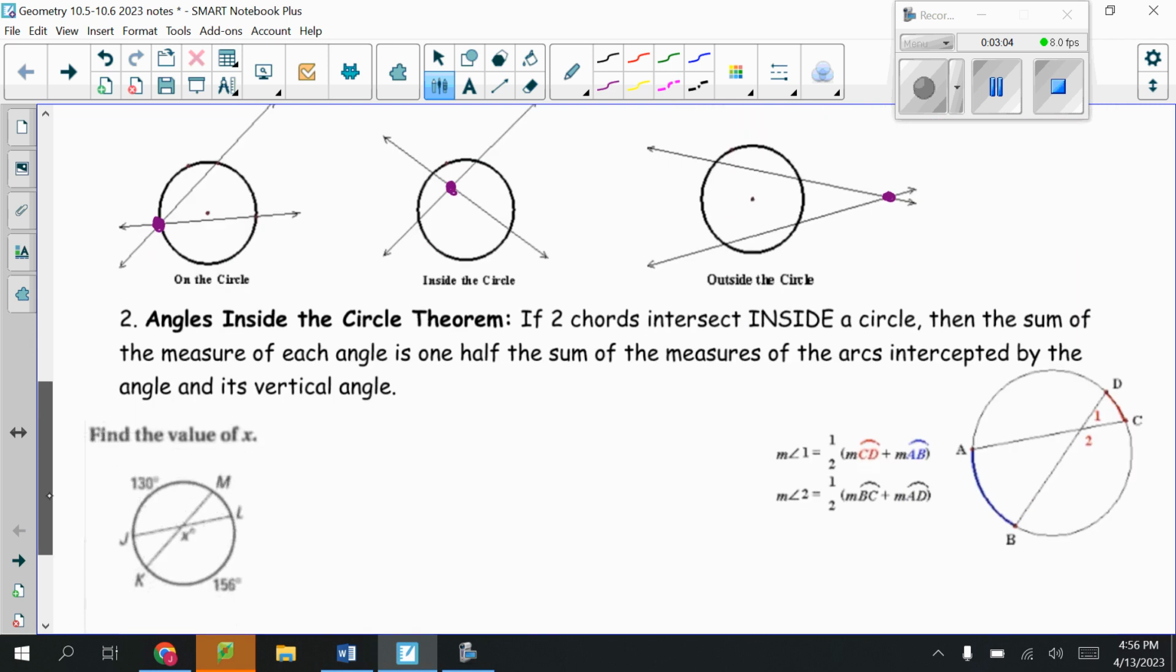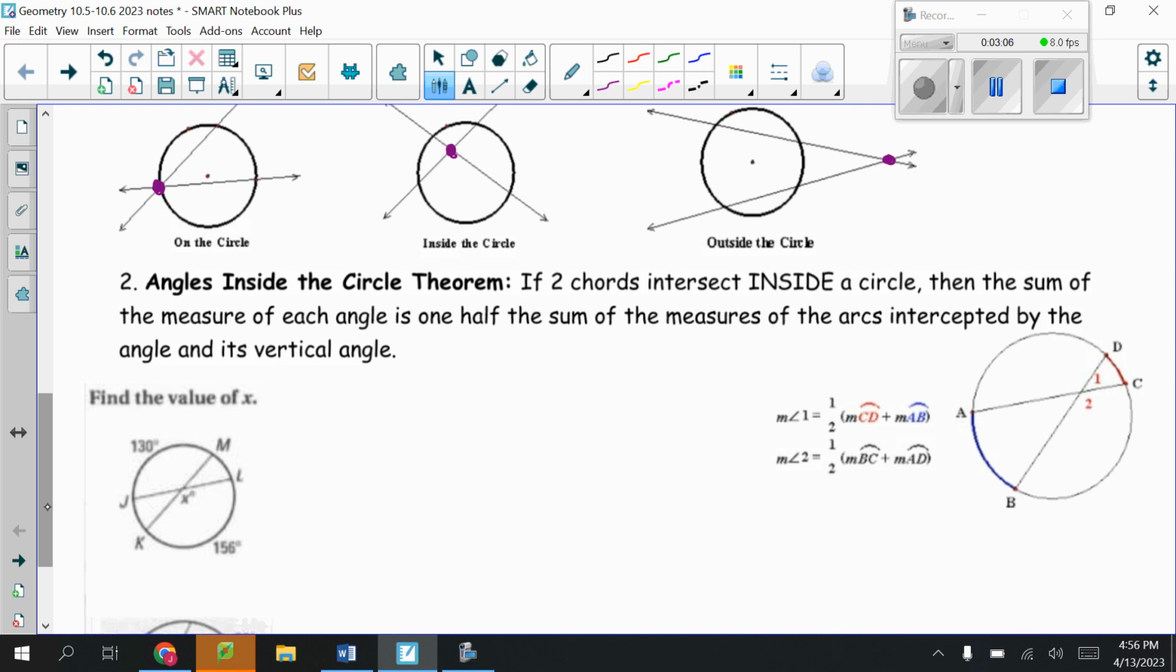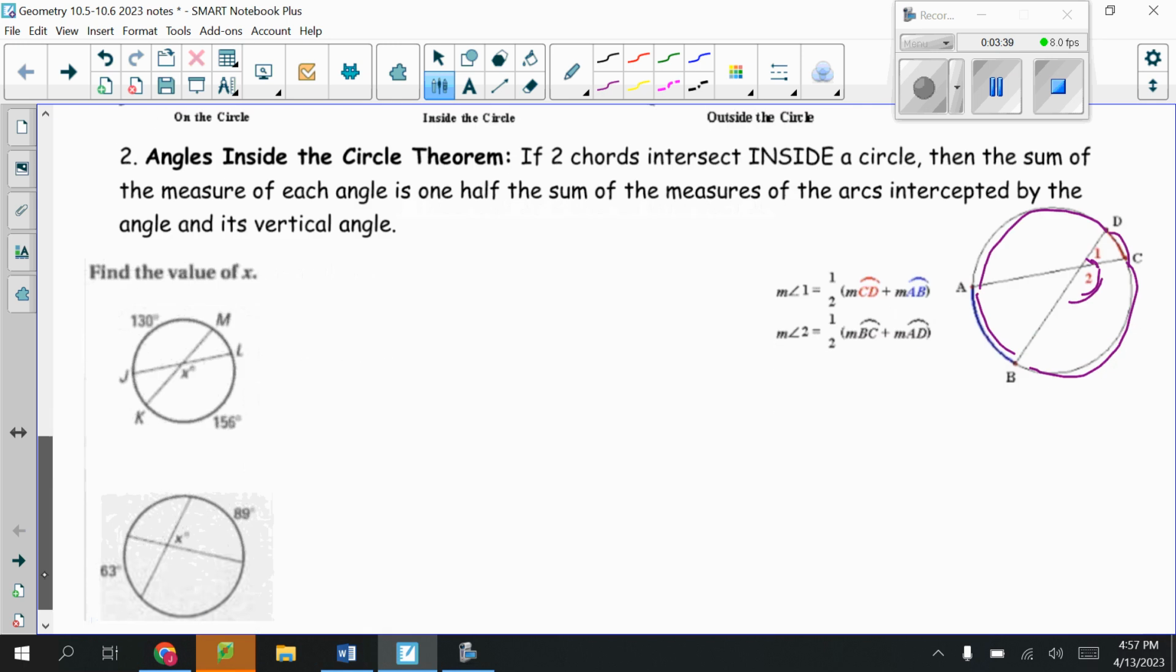So we'll look at the angles inside the circle theorem. If 2 chords intersect inside a circle, the measure of each angle is 1/2 the sum of the measures of the arcs intercepted by the angle and its vertical angle. So over here, if I'm looking for angle 1, that would be half of arc AB plus arc DC. If I was looking for angle 2, that would be 1/2 the sum of arc AD and arc CB. So let's practice some of those.